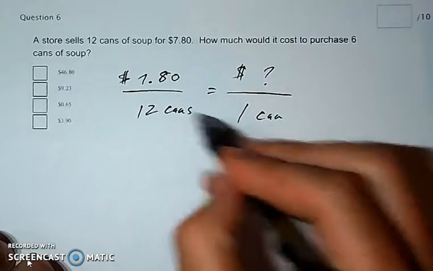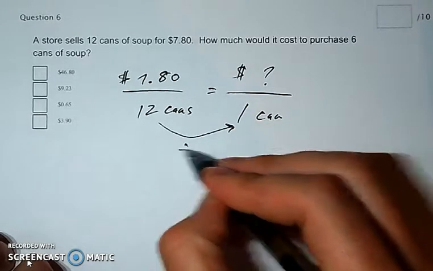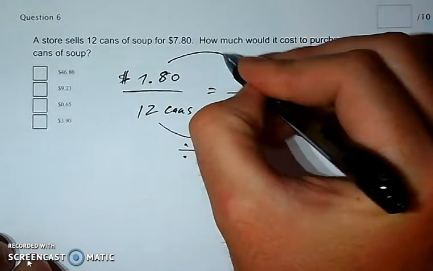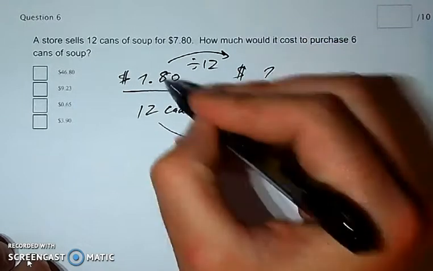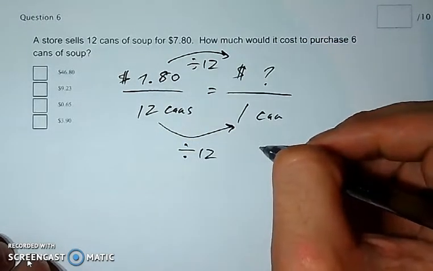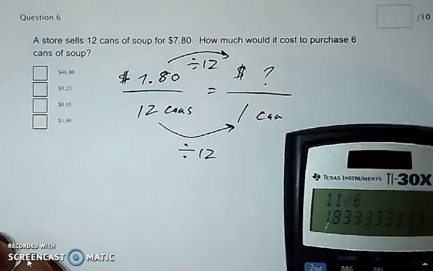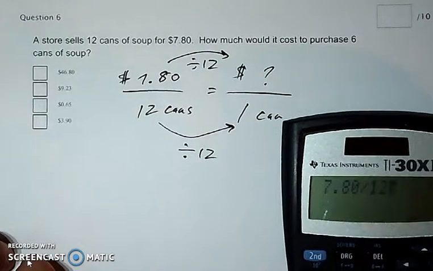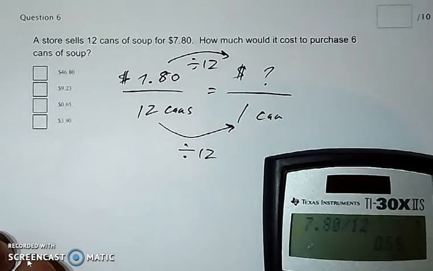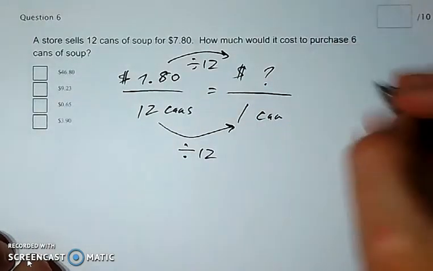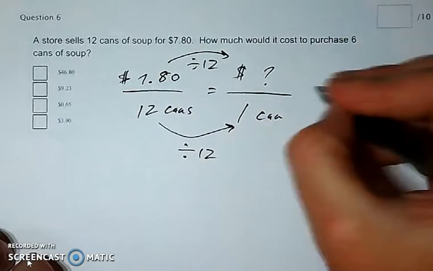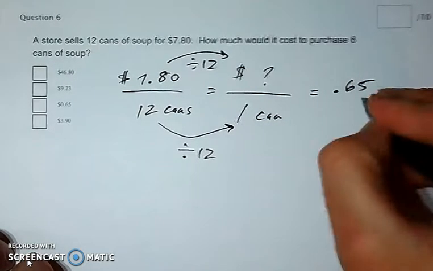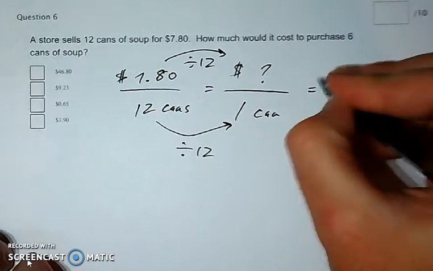And you ask yourself, well, how do I get from 12 cans to one can? I divide by 12. So I must do the same thing on the top. Essentially, 7.80 divided by 12 to get the cost of one can, right? $7.80 divided by 12 would give you the cost of one can. And that looks like 65 cents, right? So this is really 0.65 for one can.